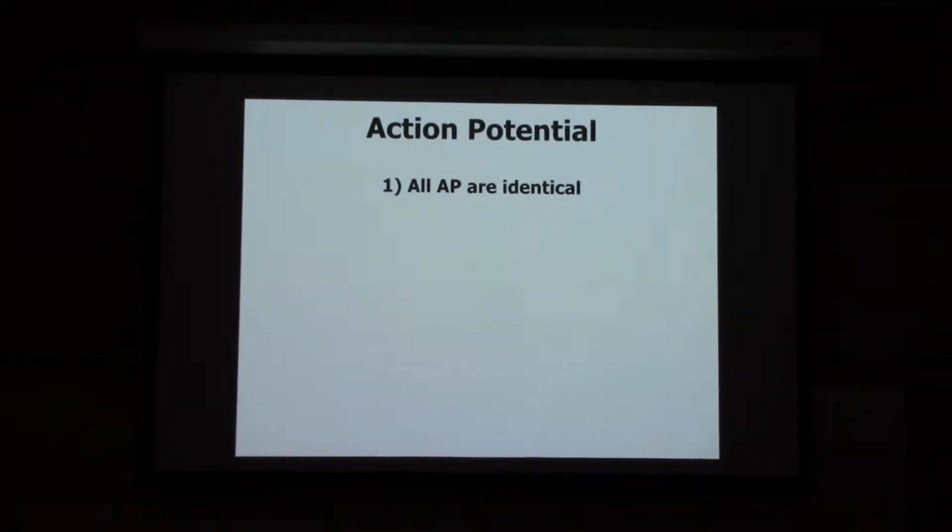Okay. So they're all identical. And they're of constant strength. So yes, one action potential is just as strong as the next action potential in that cell. But these action potentials, they're going to travel down the entire length of the axon. The strength of that action potential stays constant from the very beginning of the axon to the very end of the axon. It doesn't fade as it spreads out.